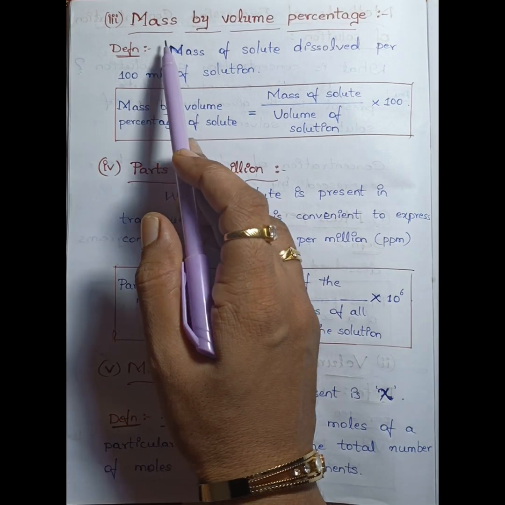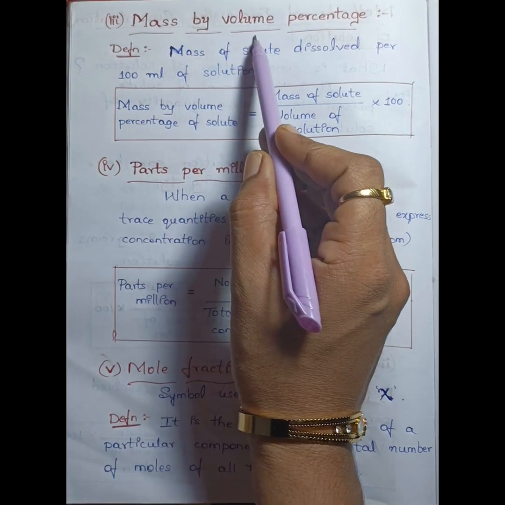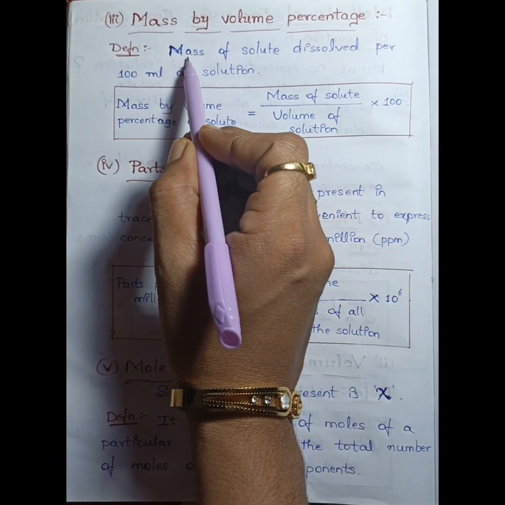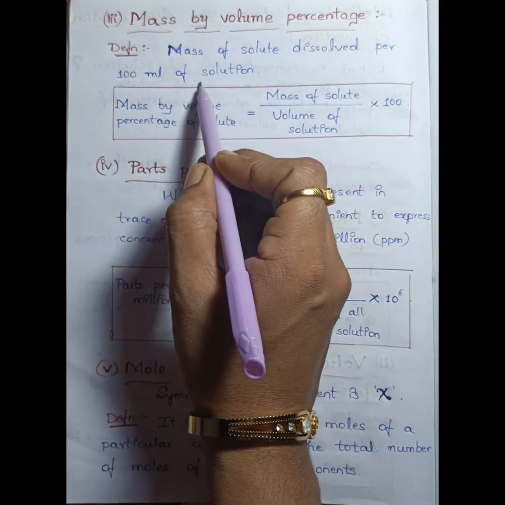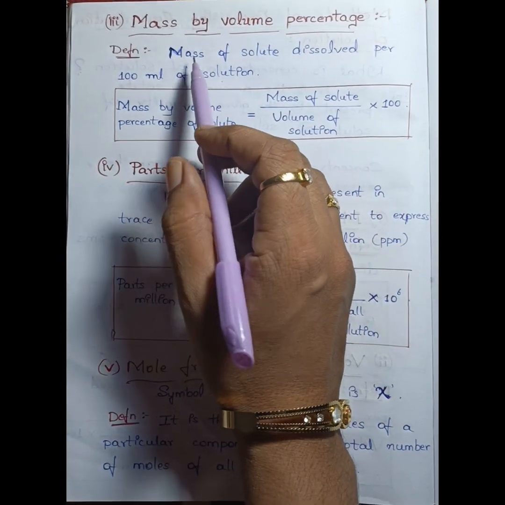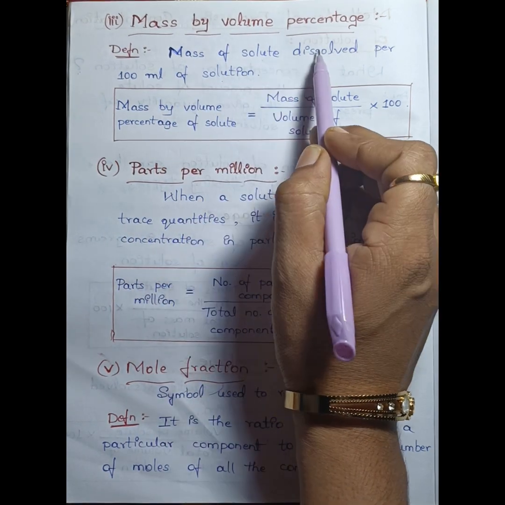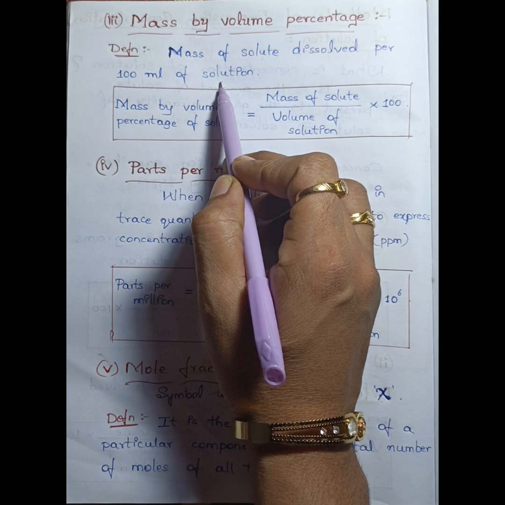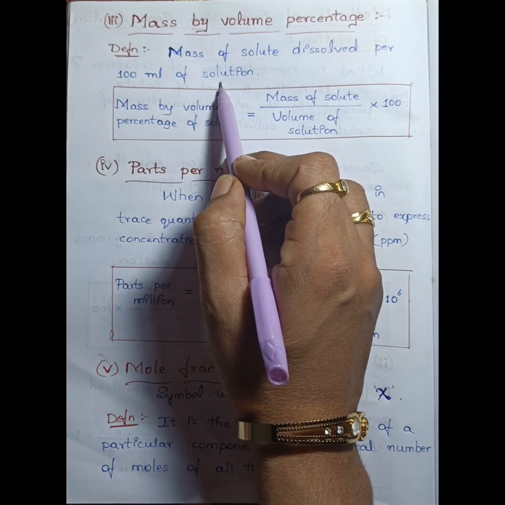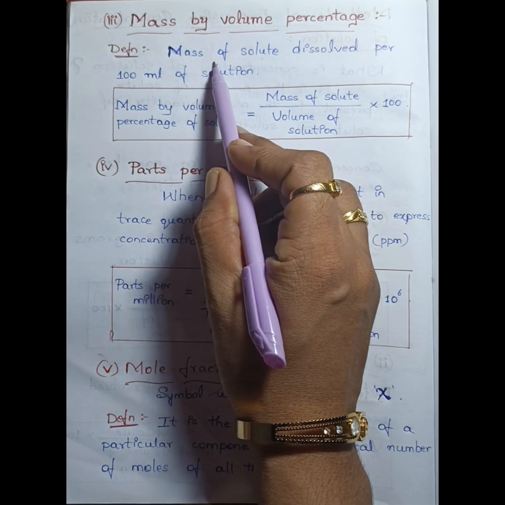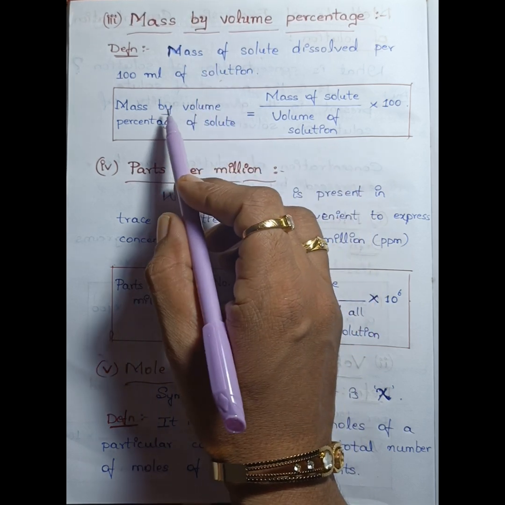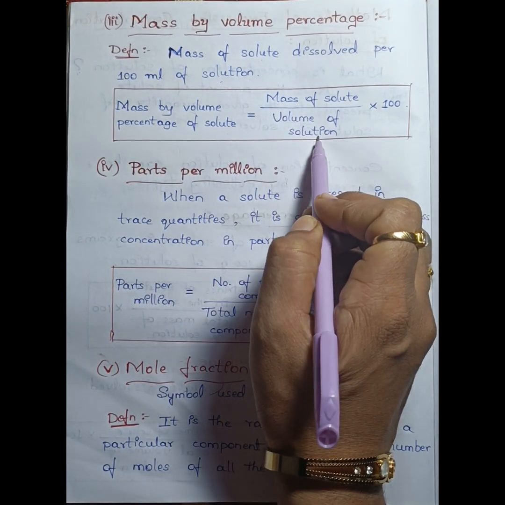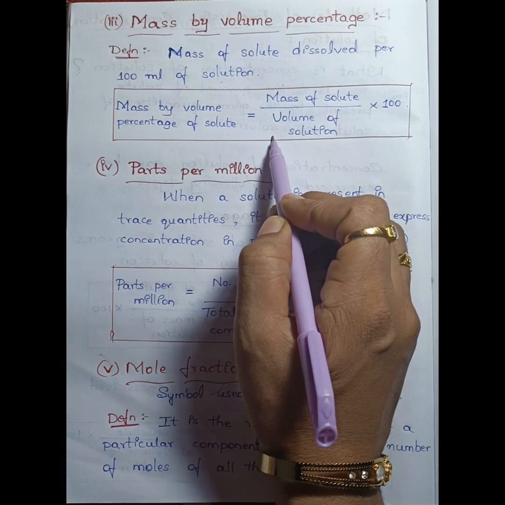Now the third method of expressing concentration is mass by volume percentage, and this is defined as the ratio of mass of solute dissolved per 100 ml of solution. So here we are taking the percentage for 100 ml of solution. For 100 ml of solution, how much mass of solute is dissolved, that is calculated here. Mass by volume percentage of solute is equal to mass of solute by volume of solution into 100. So this is the formula used here.